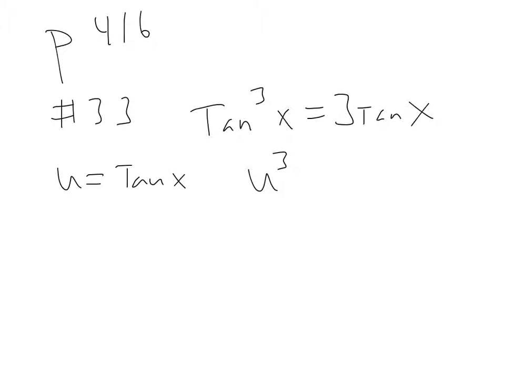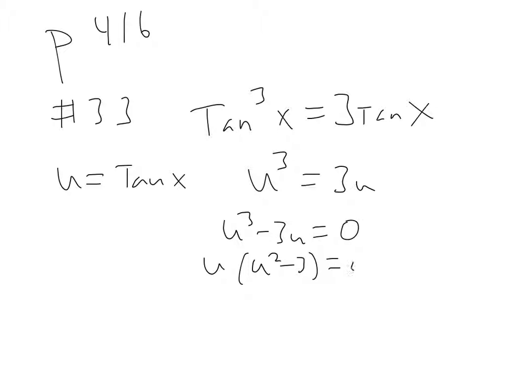So u cubed equals 3u. Well, if it's a polynomial, I'm going to set it equal to 0. And then I see a greatest common factor of u, so I'm going to factor that out. So let's see, u squared minus 3. And then I get two choices: where does u equal 0, or where does u squared minus 3 equal 0? And of course that becomes where u equals plus or minus the square root of 3.